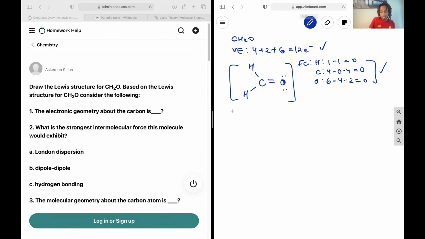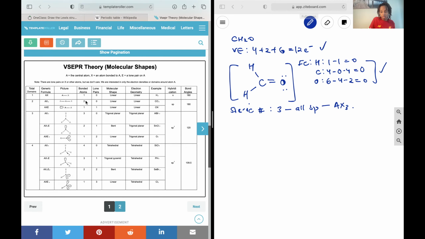And so now we go about counting the steric number around carbon so that we can determine the geometry. And so we have 1, 2, 3 groups attached to it. So it's going to be 3, and none of them are lone pairs. So all bonding pairs, and so its notation would be AX3. If you go to the VSEPR chart, we just go to the total domain, steric number 3, 3 bonded atoms, and 0 lone pairs.